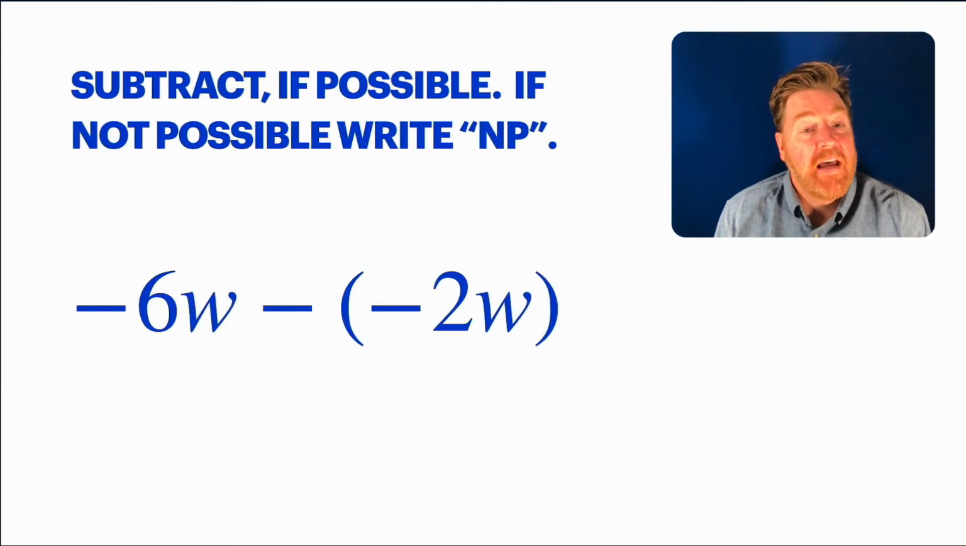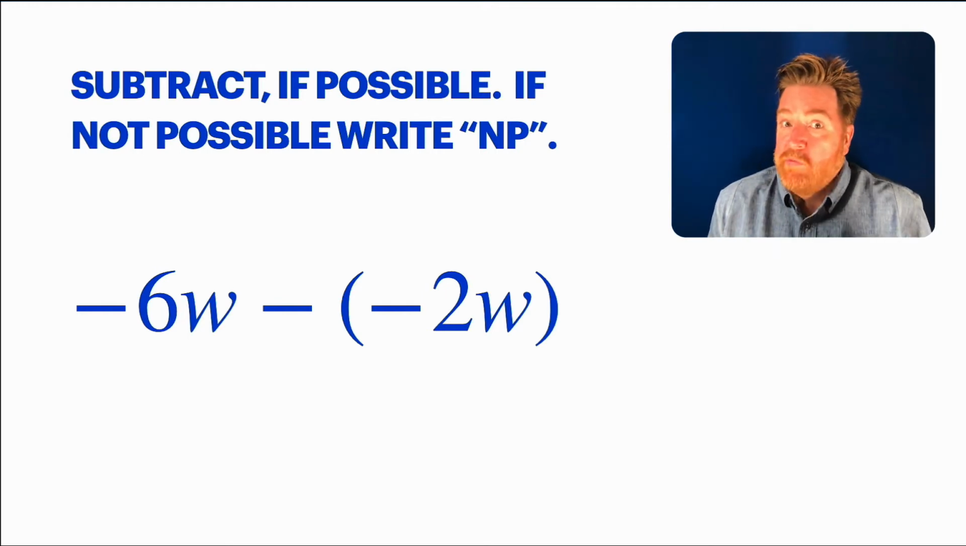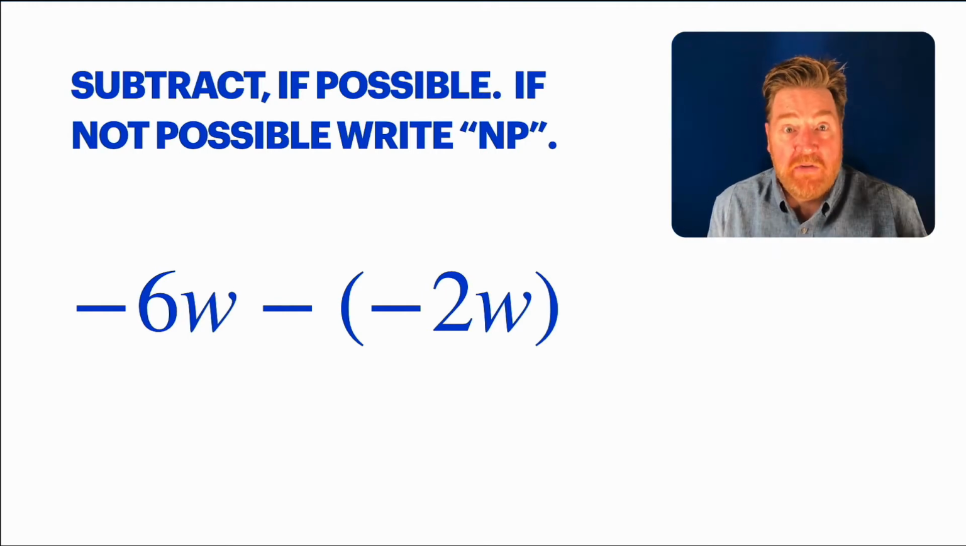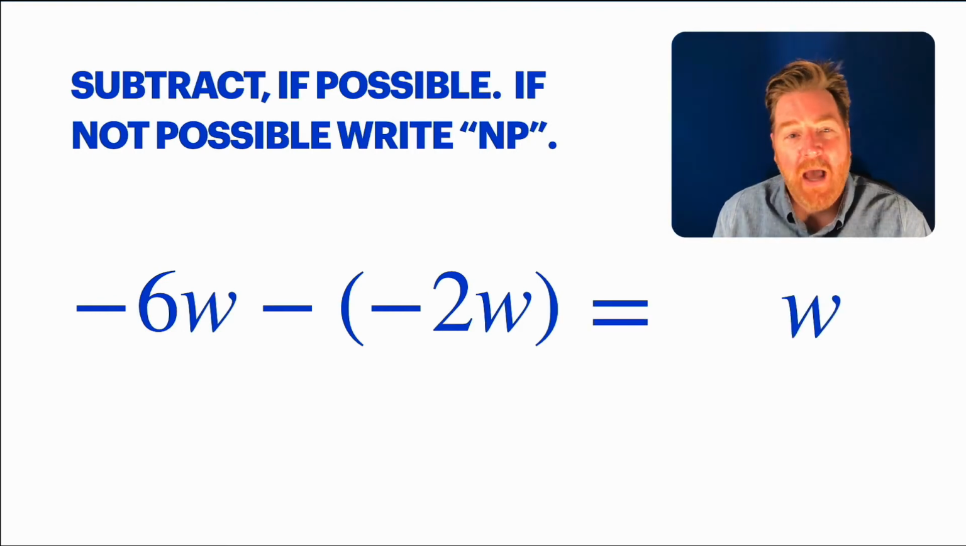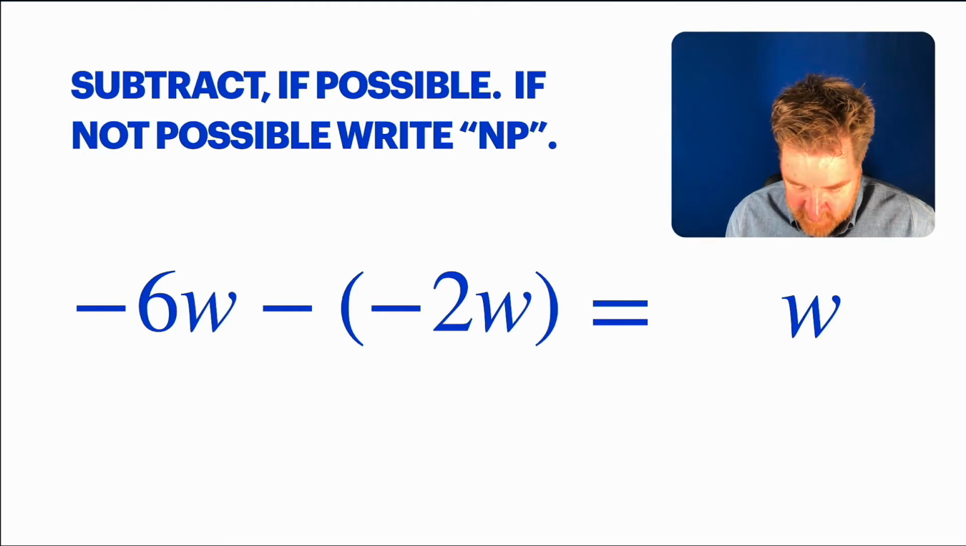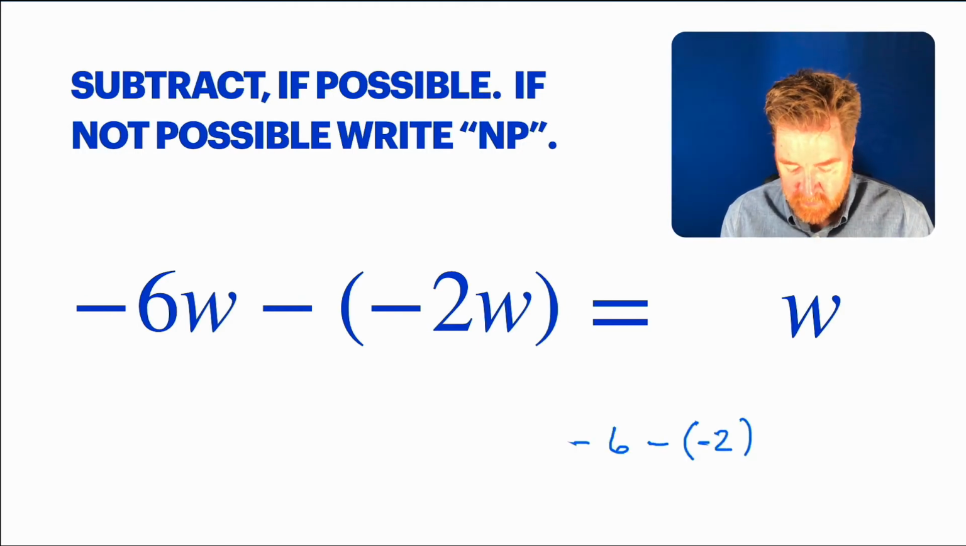All right, how about this? Negative 6w minus negative 2w. The things are w's. Can we subtract w's and w's? Yes. And when we do, we get w's. How many? Well, just come off to the side. Negative 6 minus negative 2.